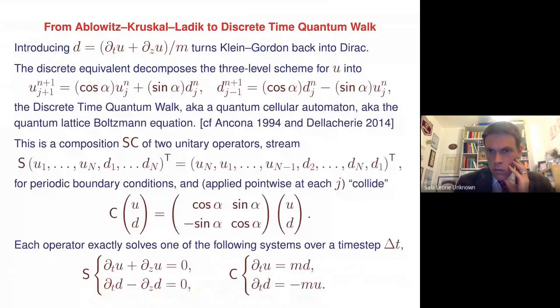So we stitch the two together, we get a scheme that's equivalent to the Ablowitz-Kruskal-Ladik scheme for the Klein-Gordon equation. It's equivalent to the Du Fort-Frankel scheme for the Schrödinger equation. It all ties together under these unitary transformations.